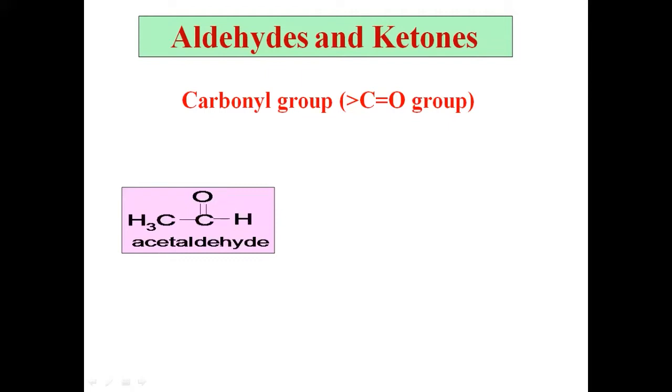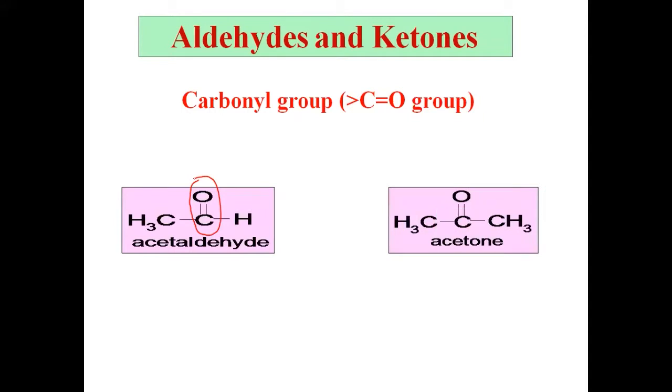Okay, this is an example of aldehyde. The name of the compound is acetaldehyde. Now this compound has the C double bond O group, meaning it has the carbonyl group, and this is an example of aldehyde. Consider another example, CH3 C double bond O CH3. Here also there is the C double bond O group, meaning carbonyl group. Okay, and this is an example of ketone. The name of the compound is acetone.